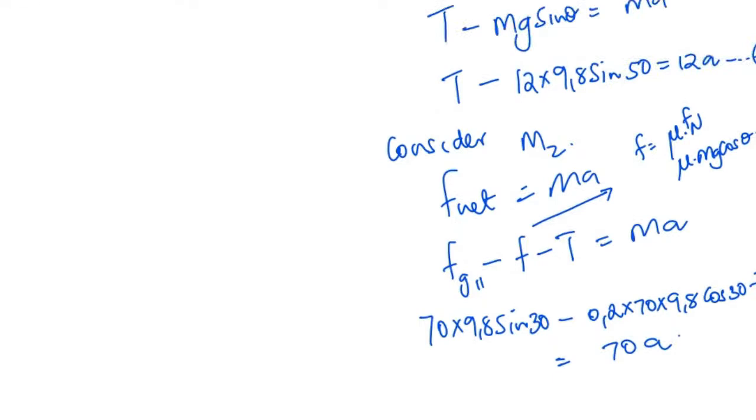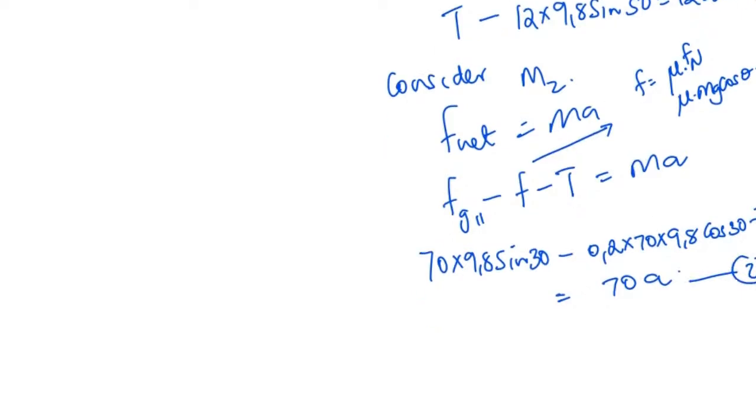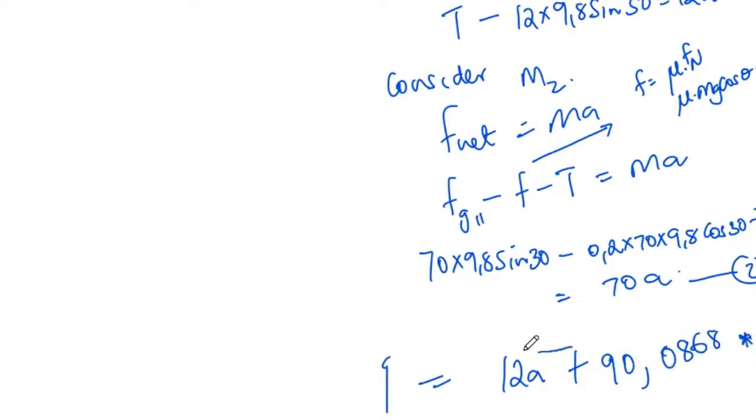Okay, then since I'm not interested in getting the tension, I can look at equation number 1 and make tension the subject. So my tension will be 12a plus 12 times 9.8 sine of 50, getting 90.0868. Then I'm going to get this and replace it where I see the T.